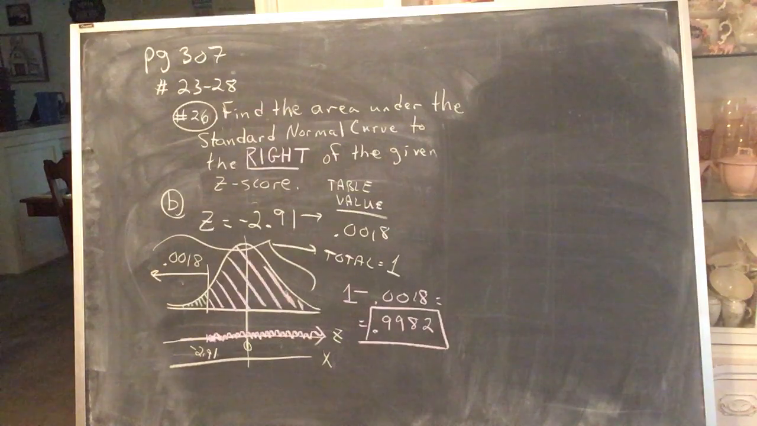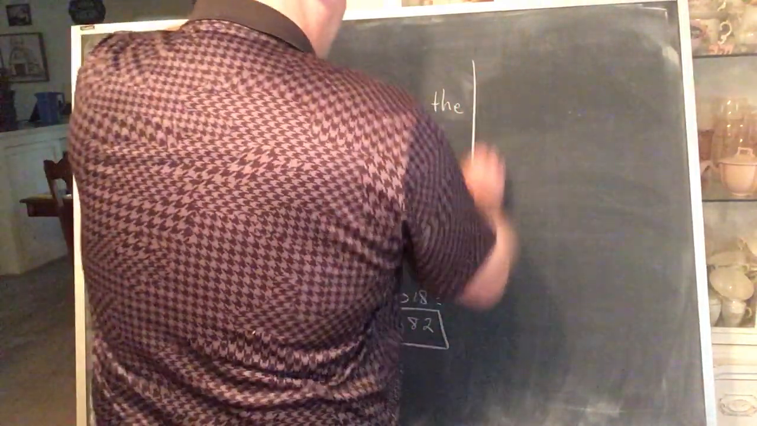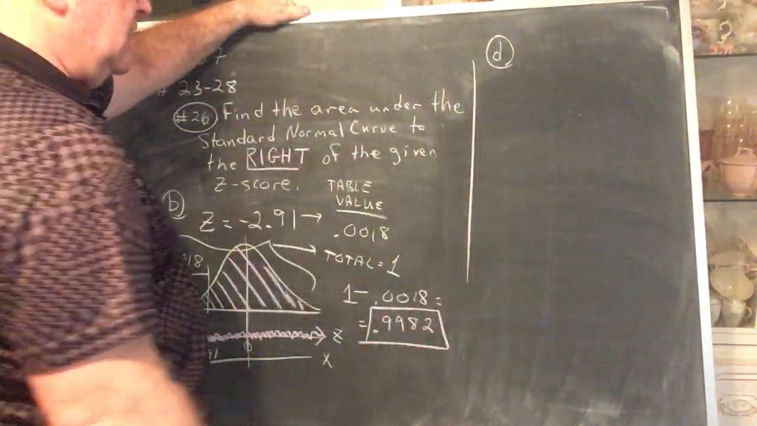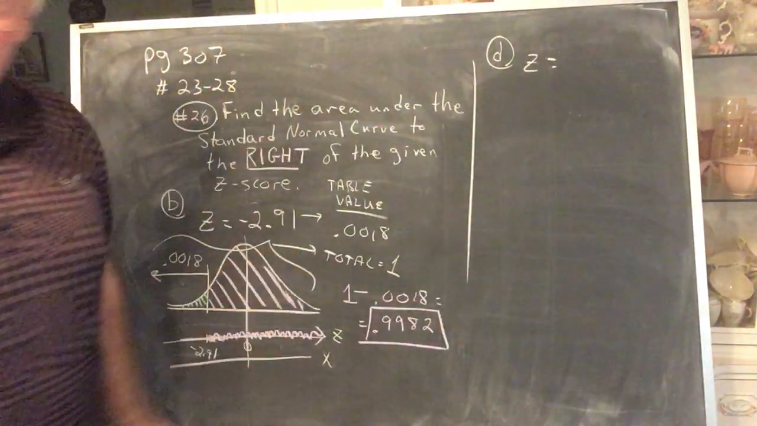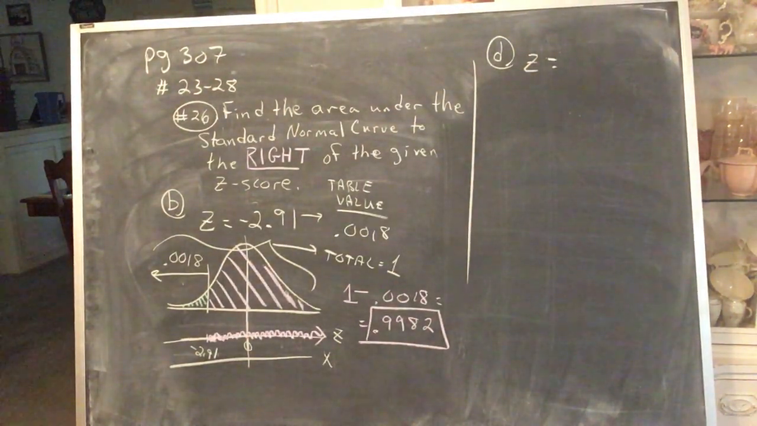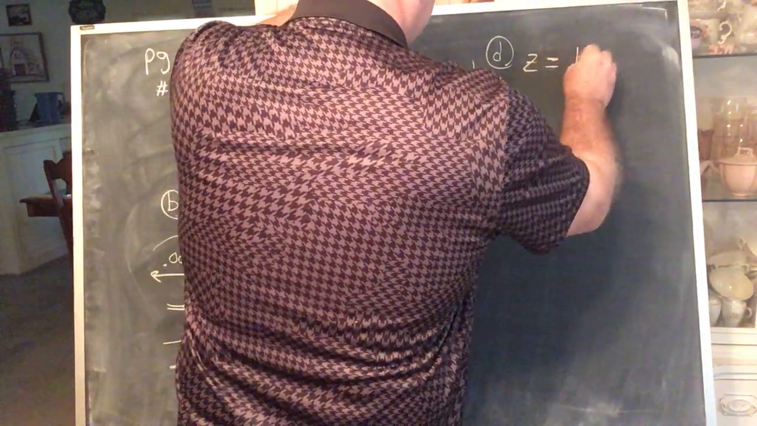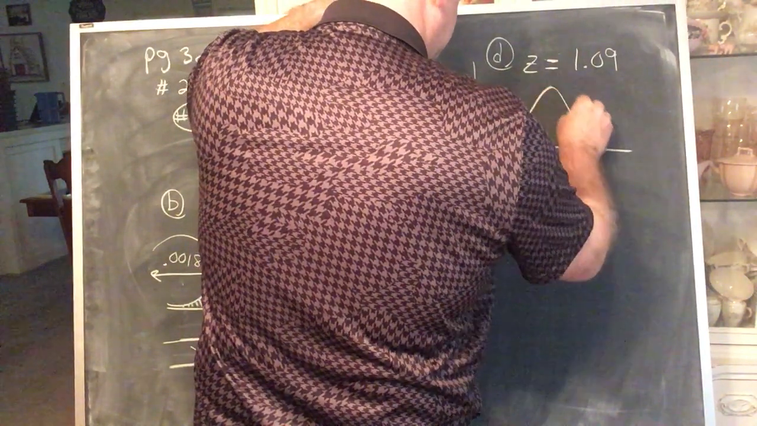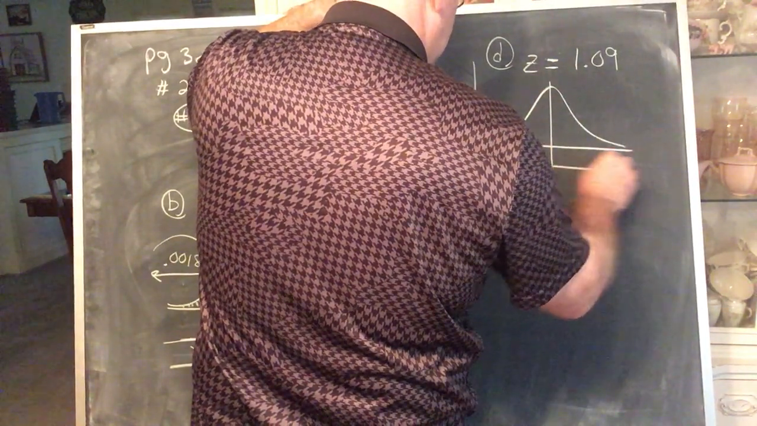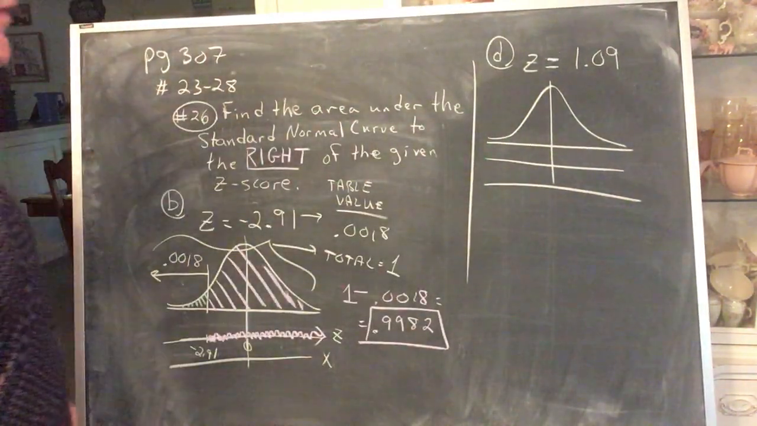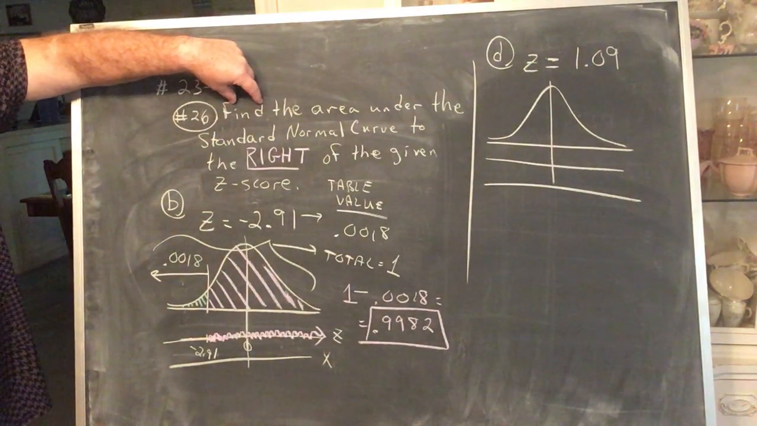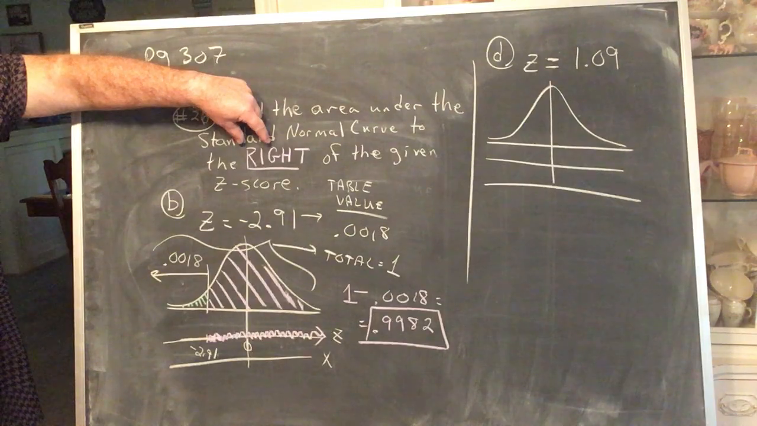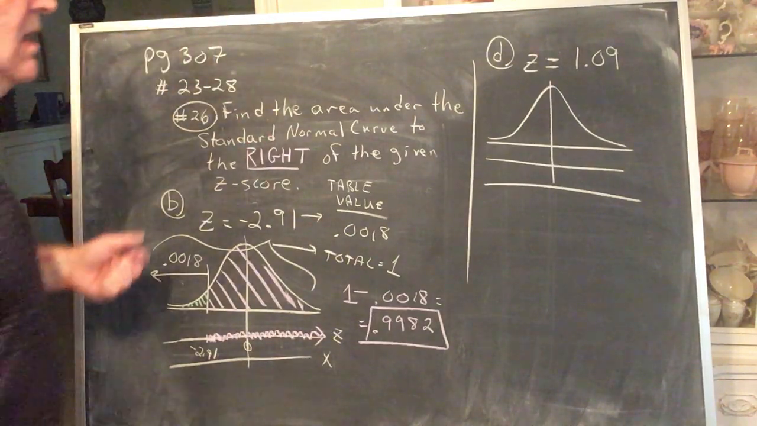So let's see if we can work another part of number 26. Let's do part D. Part D, delta. And the z in that scenario, part D, is 1.09. All right, see if my picture doesn't get too squashed here. Now, how do we know we want the area to the right? Because that's in the directions. All right, so the directions say we want the area to the right.